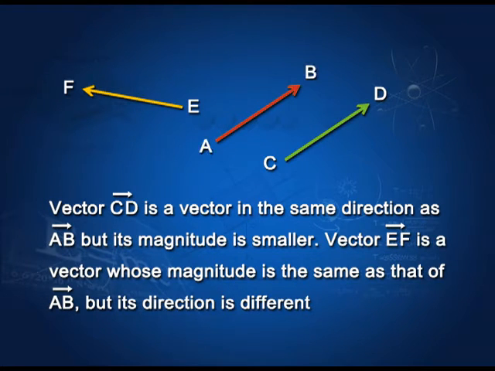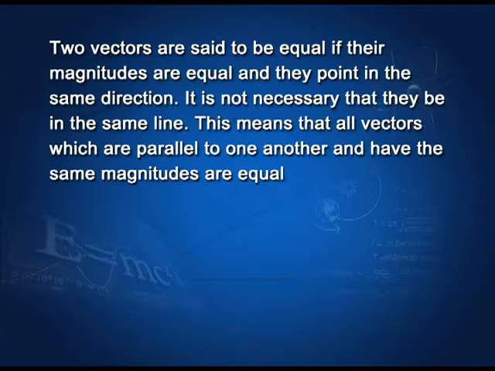So, all these vectors have different properties. CD and AB are parallel, but have different magnitudes. EF and AB have the same magnitude, but different directions. Two vectors are said to be equal if their magnitudes are equal and they point in the same direction. It is not necessary that they be in the same line.